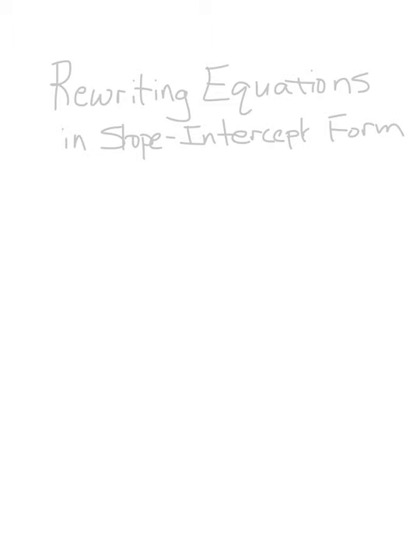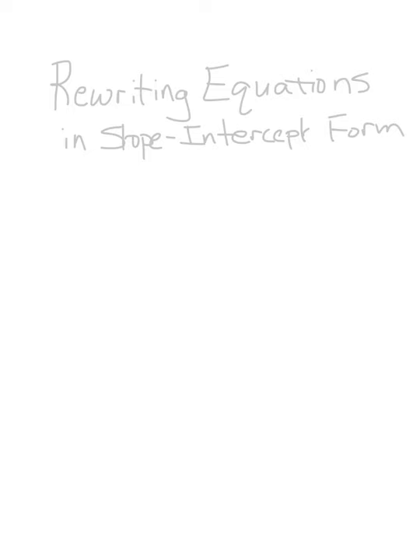Alright, this video is about how to rewrite equations so that they are in slope-intercept form. Slope-intercept form is a very useful form for linear equations, and sometimes you'll have equations that are not in that form, but you really need them to be in that form. So I'm going to give you several examples of equations that are not in that form, but that we could rewrite and put in that form.